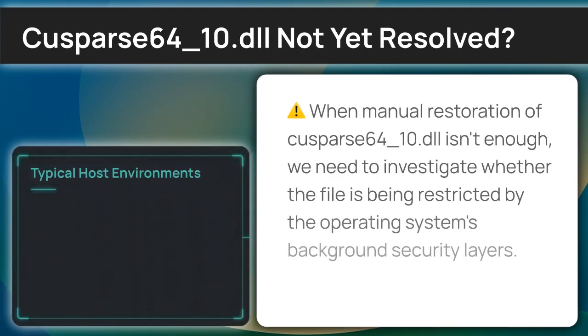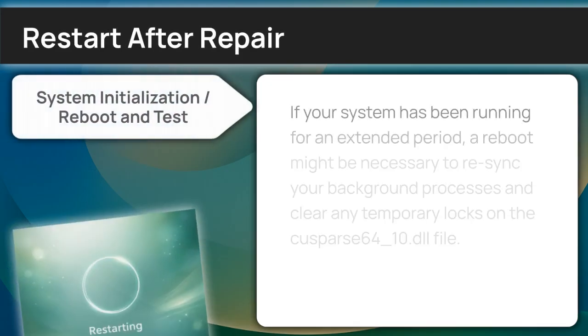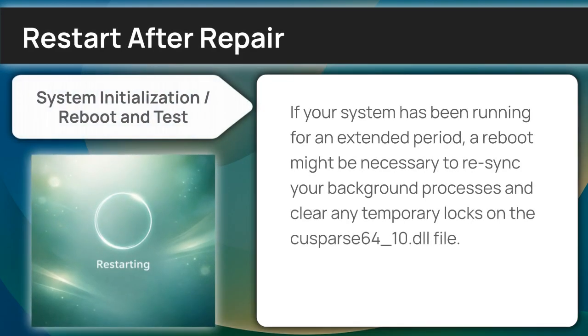When a standard software refresh isn't enough, we need to bypass the automated installers and look at manual system state resets. A quick reboot can determine if the error is transient. While it won't fix a deleted file, it can re-establish the connection between your software and the CUDA Sparse 64 file if the path was temporarily busy.